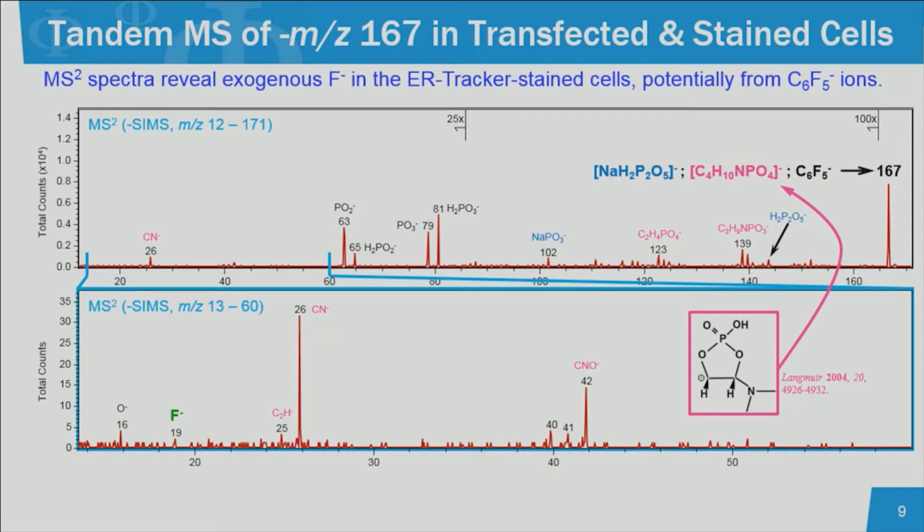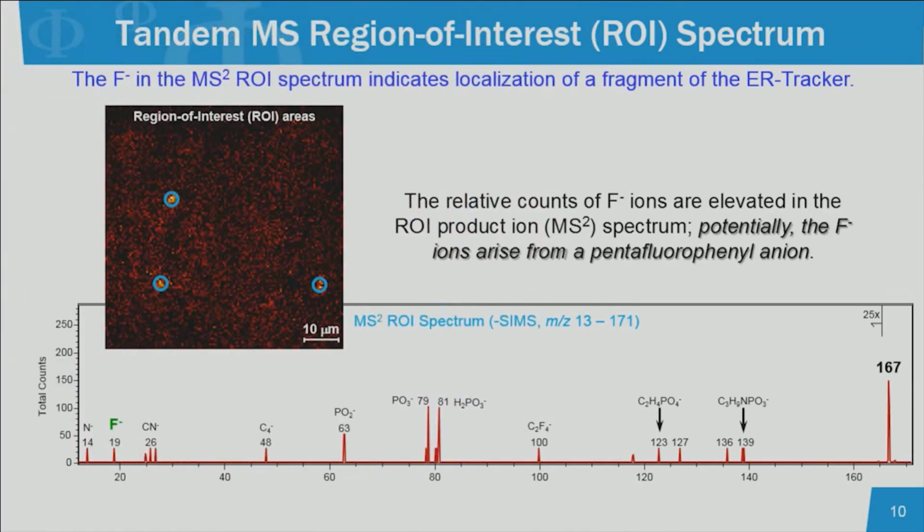So the data here, while the signal is low, is from an 8-minute analysis collecting a mass spectrum at 256 by 256 pixels, but the signal to background is quite high here, and what we observe is some fluorine signal with quite a low intensity. This is from the total area of that cell. Now, if we zoom in and pull out region of interest spectra, what we notice in the hot spots of the fluorine signal is that the relative abundance of the fluorine signal is increased in these hot spot areas. So potentially, this fluorine signal might arise from the pentafluorophenyl anion of the ER tracker.